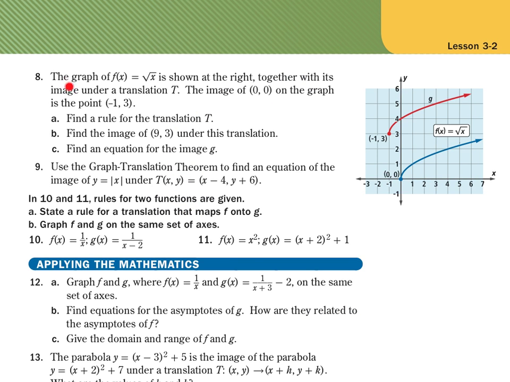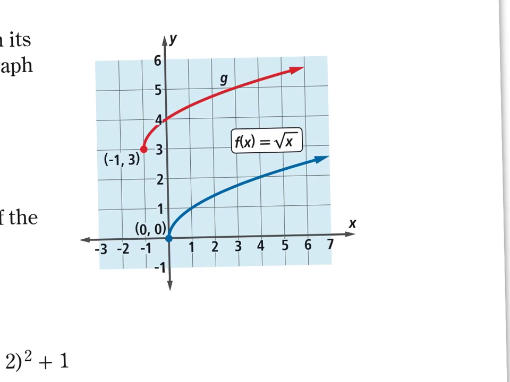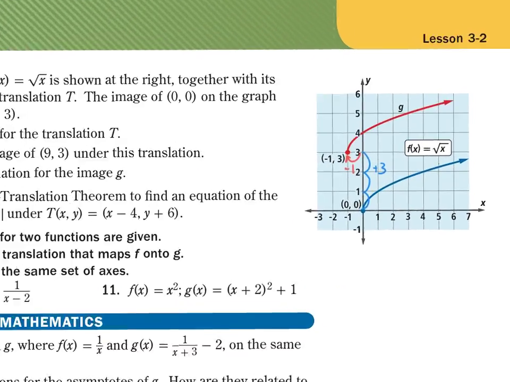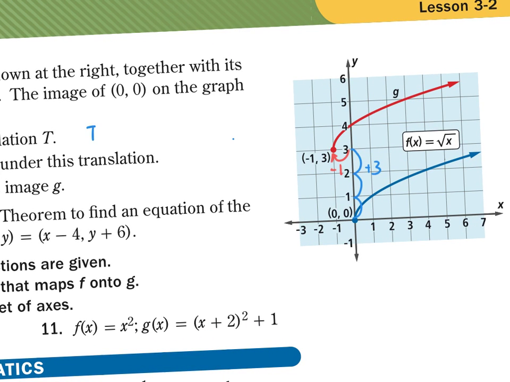So looking at number 8 here, the graph of f of x equals radical x is shown at the right, together with its image under translation, which is this red one here. The image of 0, 0 on the graph goes up to there, it shifts to there. So find the rule for the translation. So what we have to do is figure out what's going on. Notice here that we are going up 1, 2, 3, so the y is changing by 3 that way. And this one here is going left 1, okay? So the rule for the translation could sound something like this, T of 0, 0, and we already know what happens with that. So let's try that.